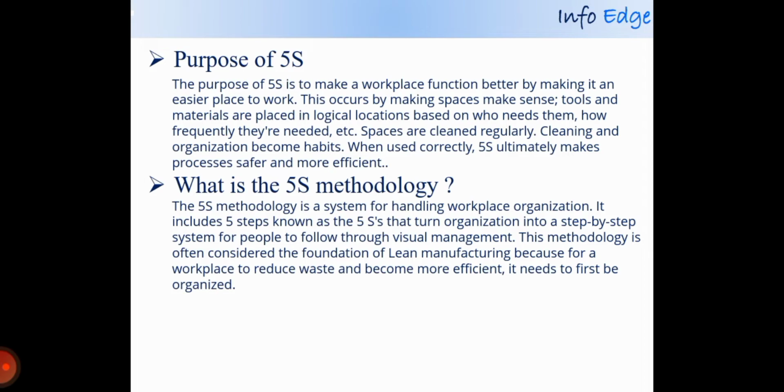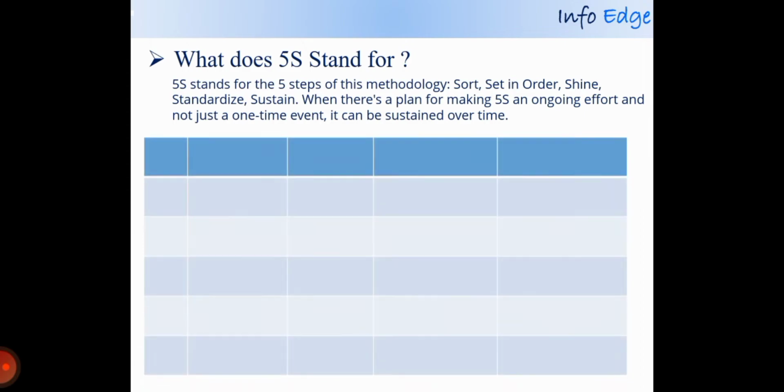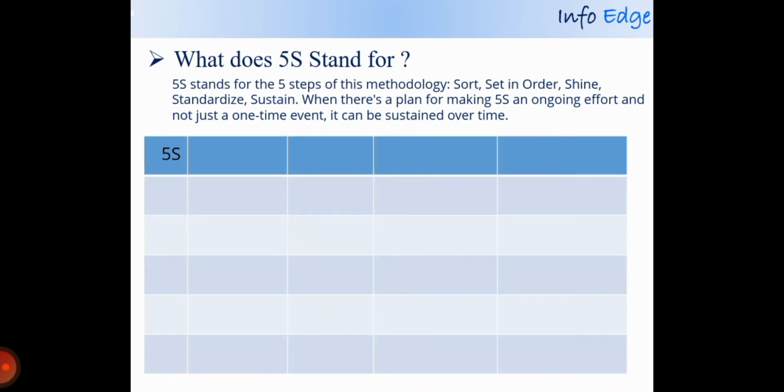Let me see about the 5S methodology. The 5S methodology is a system for handling the workplace. It includes 5 steps, known as the 5S, that turn organization into a step-by-step system for people to follow through a visual management system. The methodology is often considered the foundation of the lean manufacturing system. The 5S stands for 5 steps: sorting, set in order, shine, standardization, and sustain. The 5S is an ongoing system. It is not a one-time event.